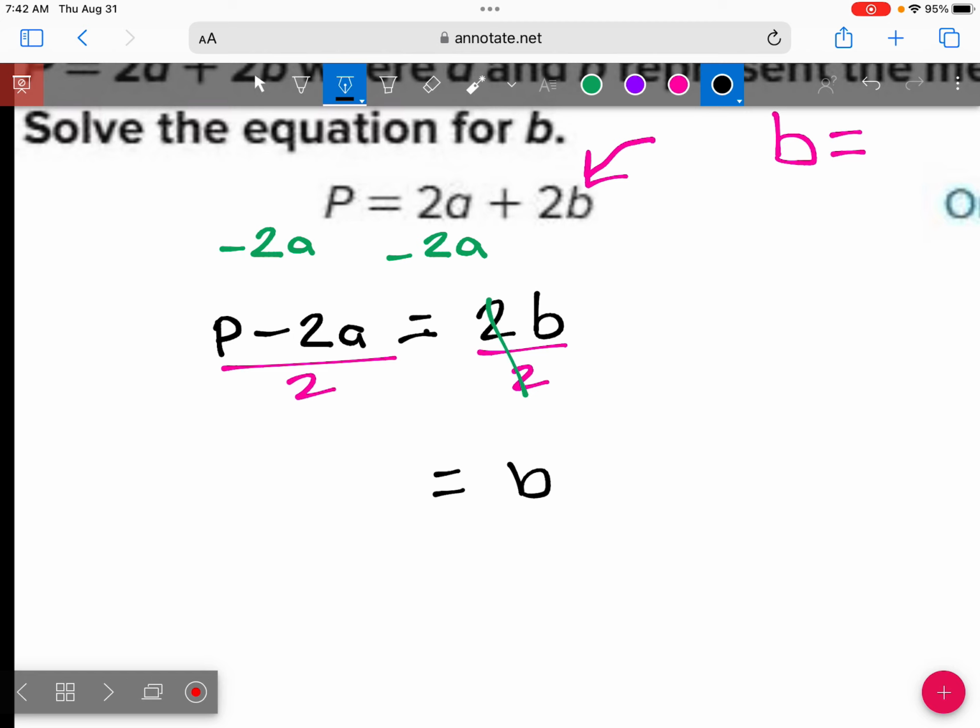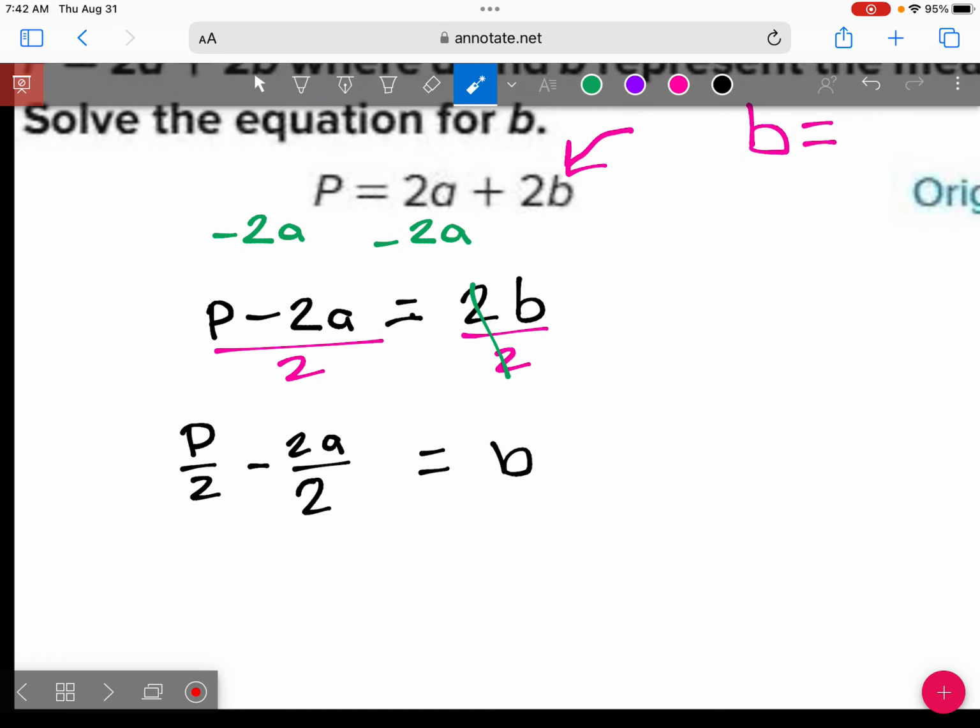Yes. I was going to say don't lose the p. You can absolutely split it and simplify it, just like we did over here. P over 2 minus 2a over 2. You can do it like this, or 100% leave it like this. Totally fine. It's the exact same thing. P minus 2a all over 2.